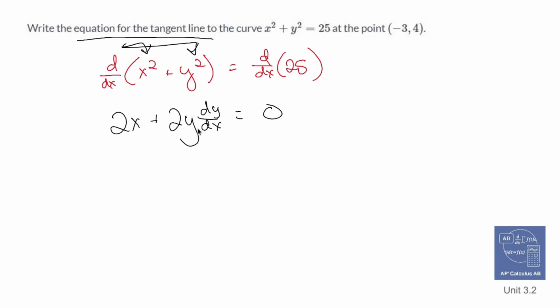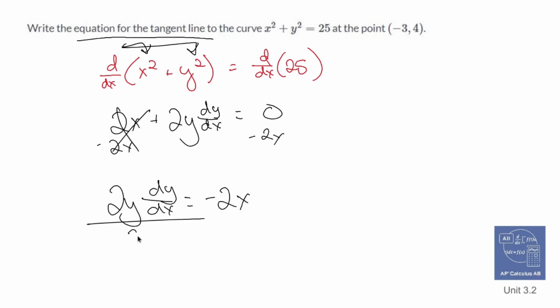Now I have to get my slope all by itself. dy/dx means slope. So I'm going to subtract 2x from both sides. That gives me 2y dy/dx equals -2x. Divide both sides by 2y, and that gives you dy/dx equals negative 2x over 2y. The 2 crosses out, so negative x over y.